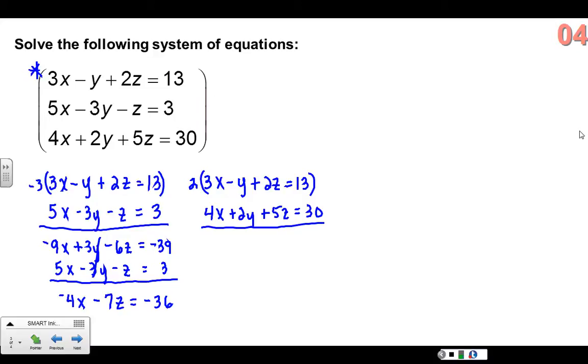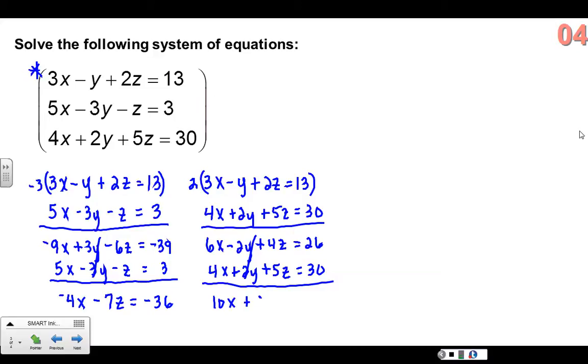And do the same thing on this other set. So I'll have 6x minus 2y plus 4z equal to 26. Then 4x plus 2y plus 5z equal to 30. So when we combine those equations, the y's will drop out. I have 10x plus 9z equal to 56. So now that I have 2 equations, 2 unknowns, both with the same variables that are unknown, I'm going to put those together in a system.